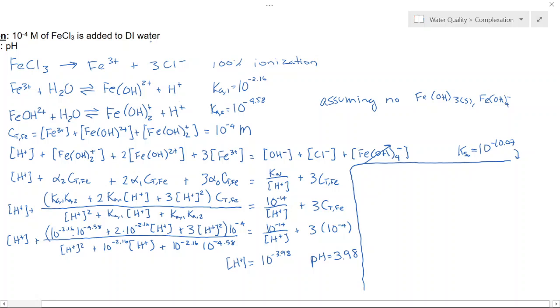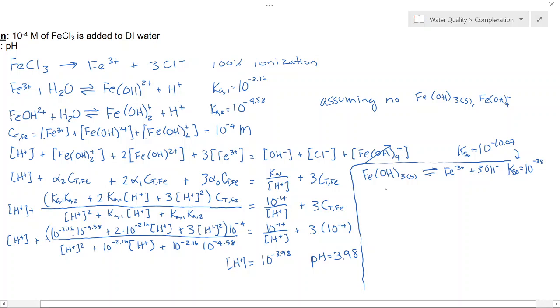I have the Ksp, or solubility reaction, for ferric hydroxide, which looks like this. I have ferric hydroxide, and it's a solid, and it can dissociate into ferric and 3 hydroxides. And the Ksp for this is 10 to the minus 38.